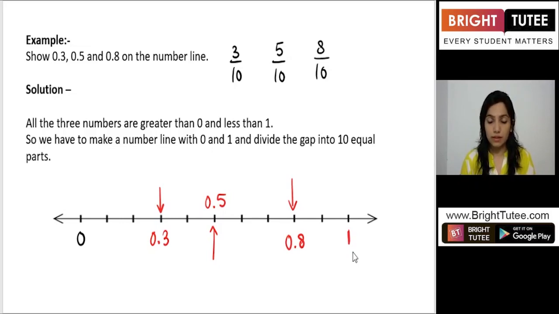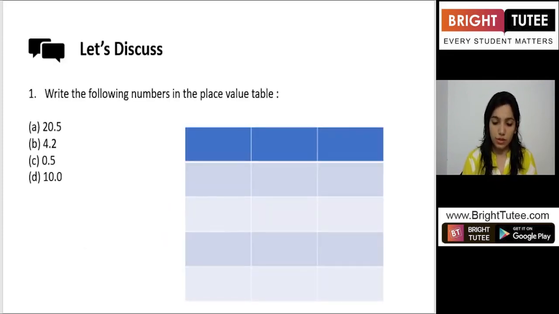I hope this is clear how we have divided from 0 to 1 into 10 divisions and how we write or represent these decimal numbers on a number line. Let us discuss this question in order to understand what we have learned so far even better. So let us fill this place value chart at first.